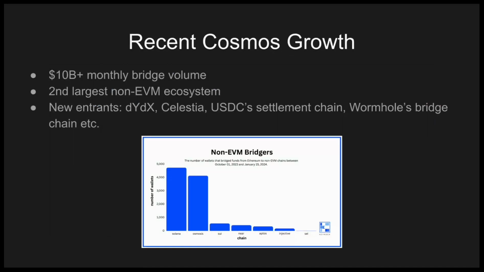The ecosystem has grown a lot over the last year or so. If you look at the graph here, Osmosis, which is basically the entry point to the ecosystem, has about as much bridging activity as Solana in terms of non-EVM ecosystems. So it seems like we're settling squarely into Ethereum dominating the EVM ecosystems, and then Solana and the Cosmos ecosystem are the two runner-ups.